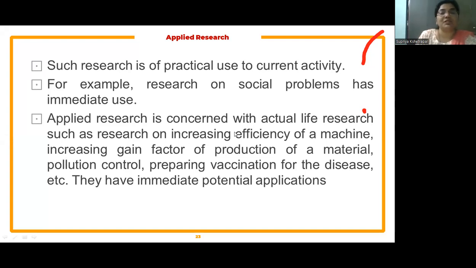So research on increasing the efficiency of machine, increasing the gain factor and production of the material, pollution control, vaccination. तो इन सभी का जो भी आउटकम होगा वो इमीडिएट यूज के लिए बहुत ही हेल्पफुल रहता है। तो फंडामेंटल रिसर्च में वो वैसा ही होता है। उसका जो आउटपुट है दैट वी हैव केप्ट इट, यानी हमने उसको सॉल्व करके निकाल के रख दिया है कि हाँ, इट कैन बी यूज्ड इन वेरियस एप्लीकेशंस.